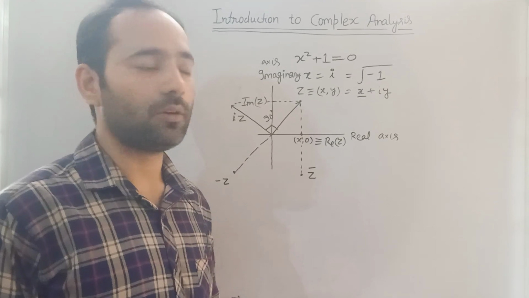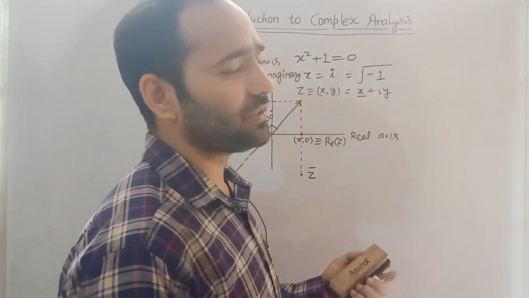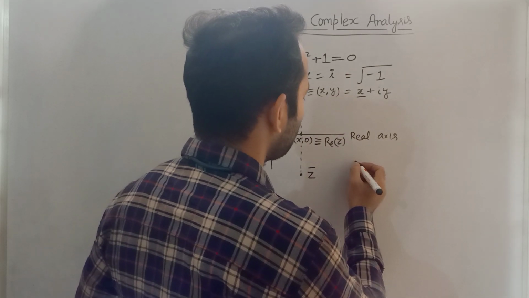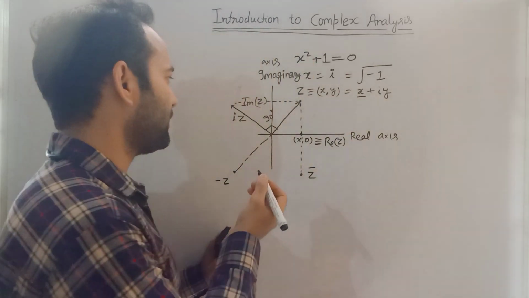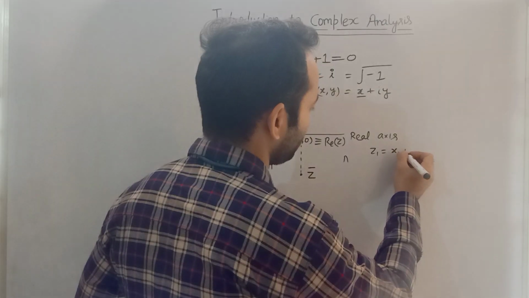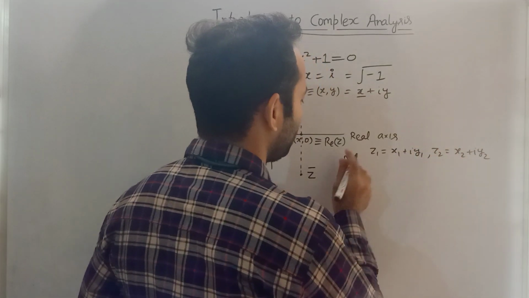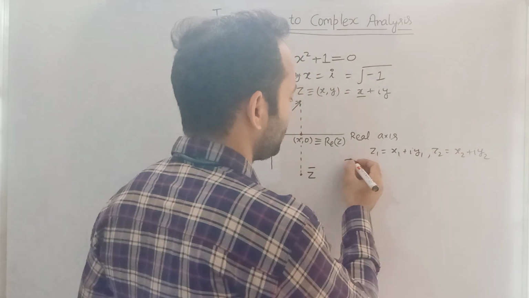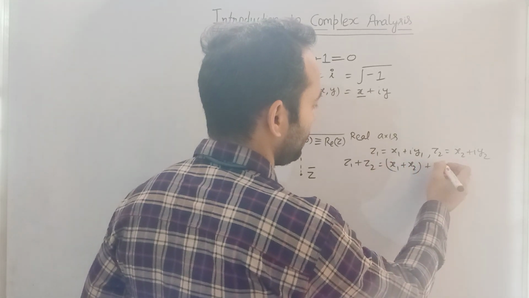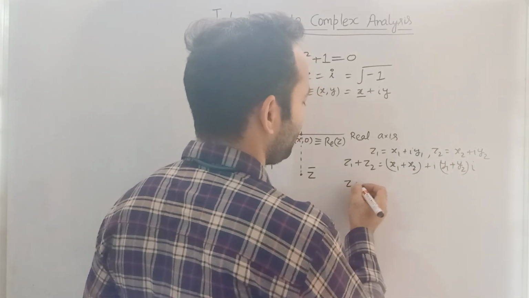So some of the basic mathematics I just want to revise, which is needed for this course. If there are two complex numbers z1 equal to x1 plus iy1 and z2 equal to x2 plus iy2, then z1 plus z2 is x1 plus x2 plus i times y1 plus y2, right? And similarly z1 minus z2.